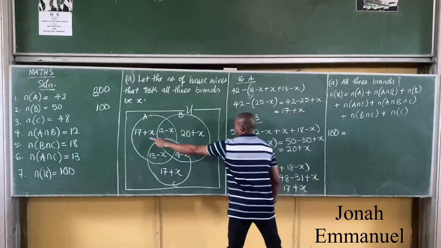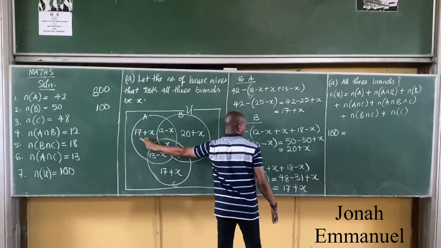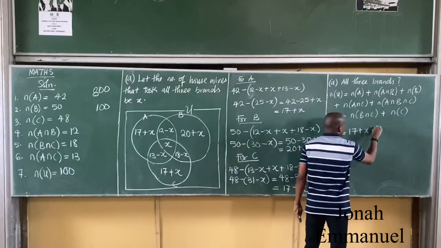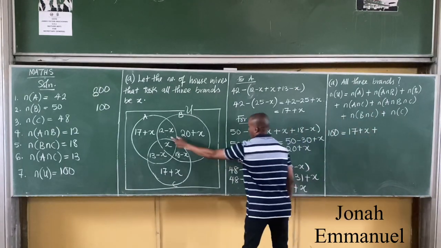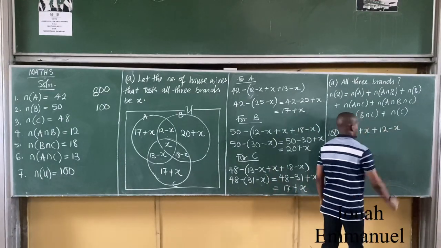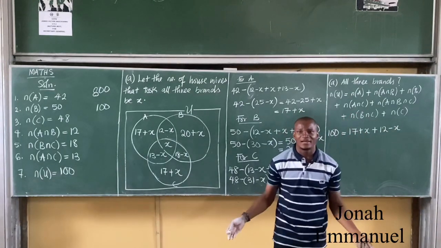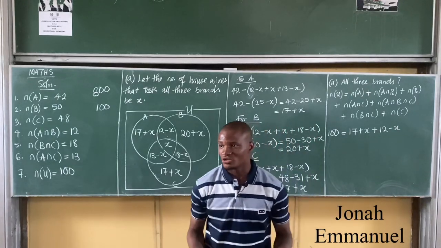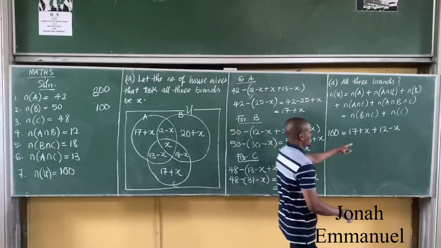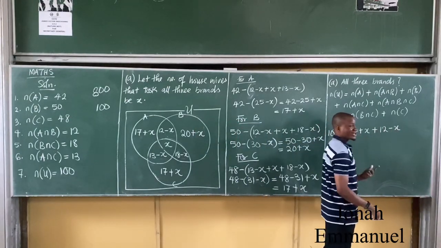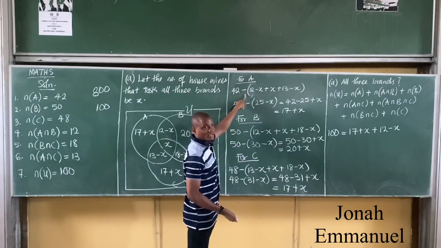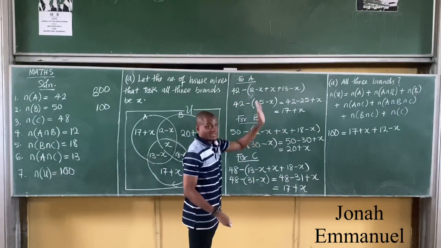So in values, this value here, we said is 100 housewives, is equal to n of A here, which is 17 plus x, plus A intersection B, 12 minus x. Now you're wondering, why did you use brackets here? Well, I'm doing addition, so it does not matter. Since I'm doing addition, brackets are not necessary. But observe, when I was doing subtraction, I included brackets.